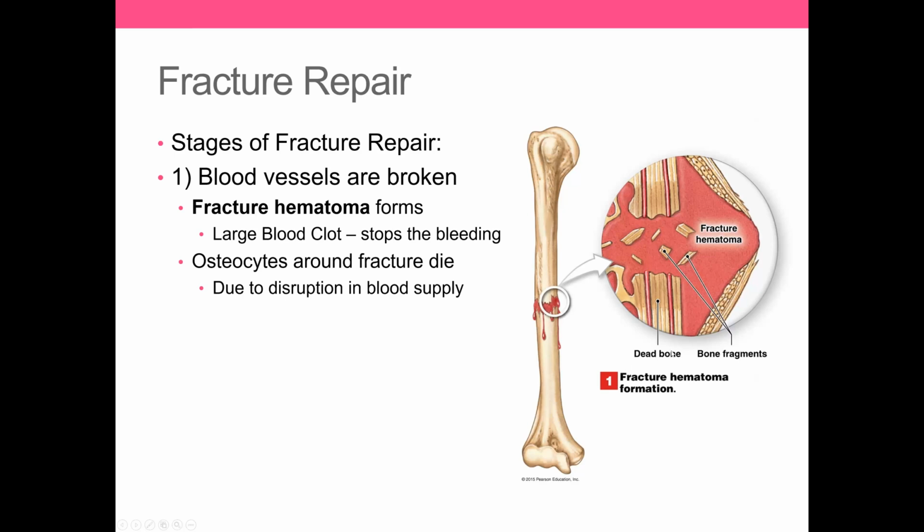The osteocytes around the fracture are going to die, because with those broken blood vessels, they're not going to get nutrients and oxygen, so they will die due to disruption in the blood supply. And so this area of dead bone, which is shown in this image, is sort of this darker ivory color compared to the lighter ivory down here at the bottom. This dead bone area is going to extend in both directions from where the break occurred.